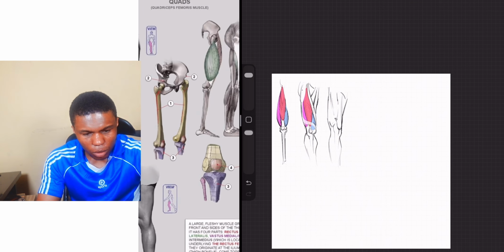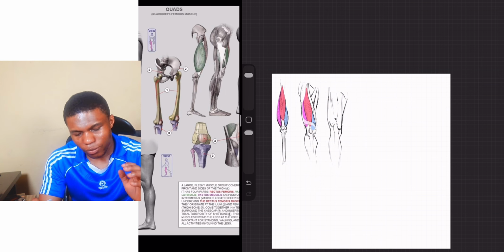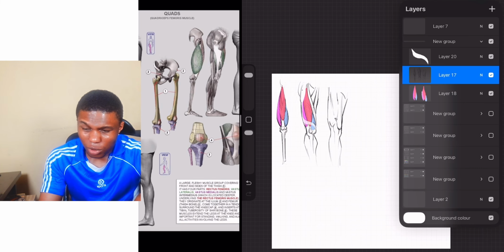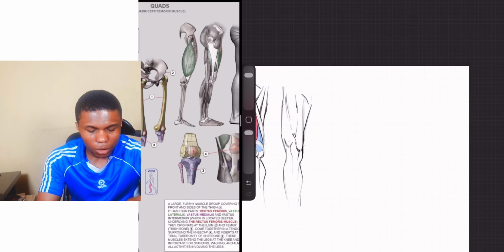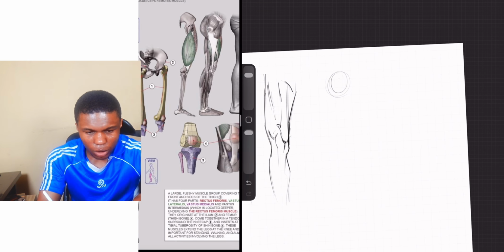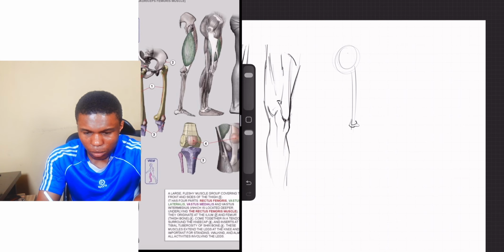And then the next thing we're going to do is, the reason for this skeleton is to show the insertions, like where the muscle starts and where it ends. I'm not going to look at that. I'm not teaching, I'm learning. So I'm just trying to document how I'm breaking down, or how I'm understanding, my process of understanding these muscles and the connection to make me a better artist.